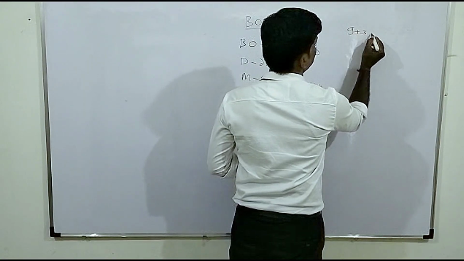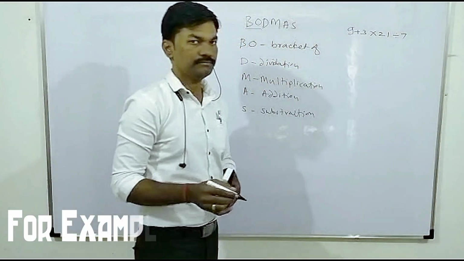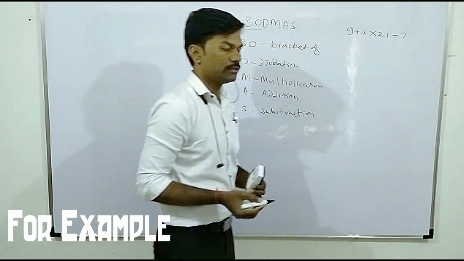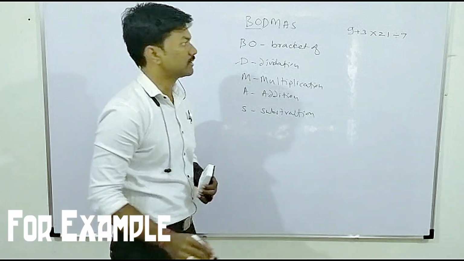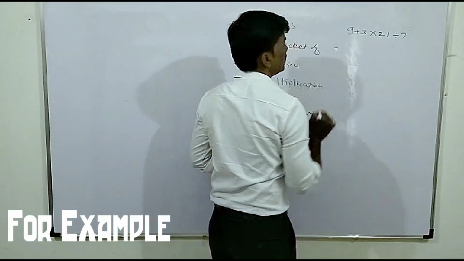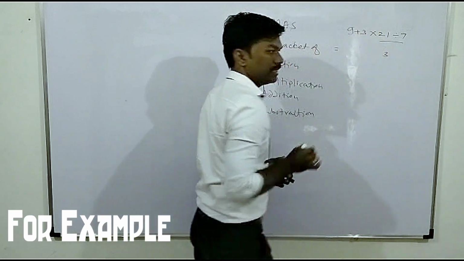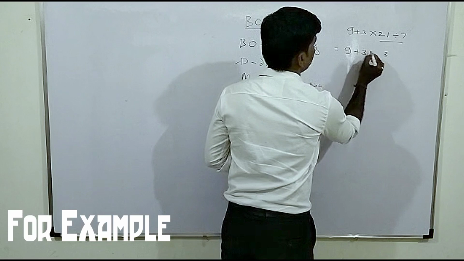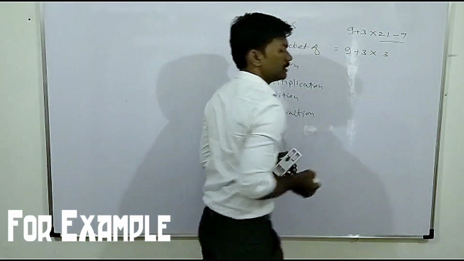That is 9 plus 3 into 21 divided by 7. This problem has addition, multiplication and division. So by following this rule, we should do the division first. In the next step, we get 21 by 7, that is 3. So 9 plus 3 into, this part comes as 3.